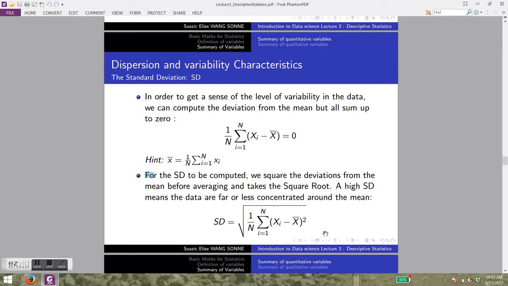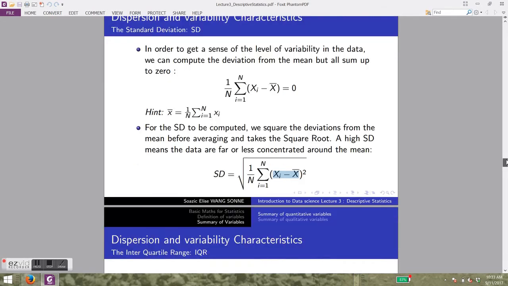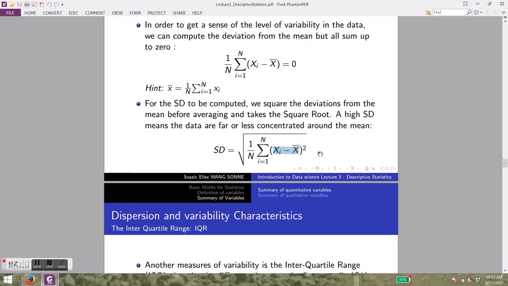So this is how we compute the standard deviation, and this formula has to be memorized because it will be widely used in the coming lectures, right? Remember, we are trying to compute a dispersion or variability statistic, and a high standard deviation means the data are far or less concentrated around the mean, because we are measuring the deviation from the mean, how much each observation deviates from the mean. This is what we call standard deviation, and tomorrow during the tutorial you will practice this formula.